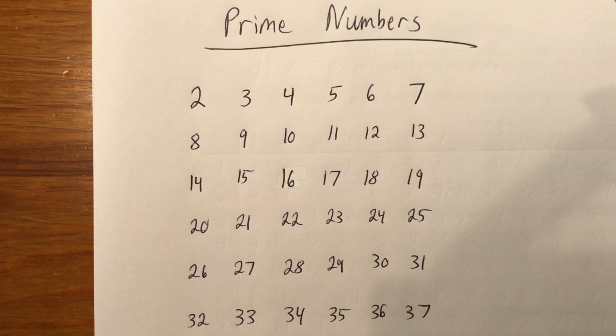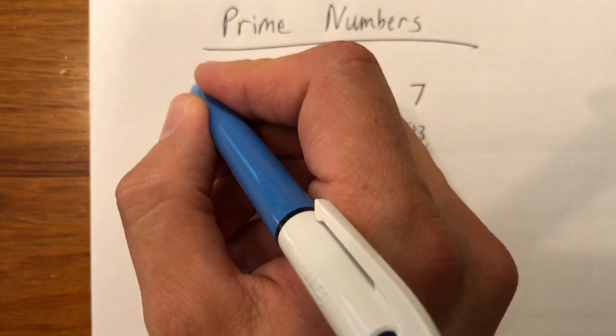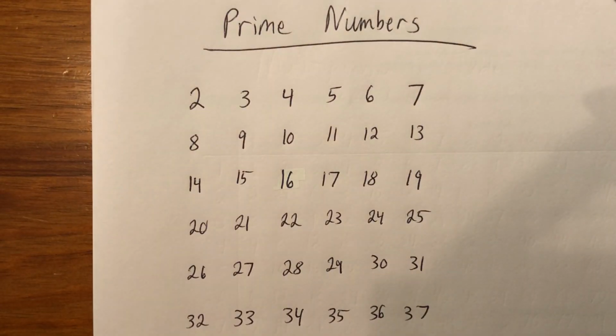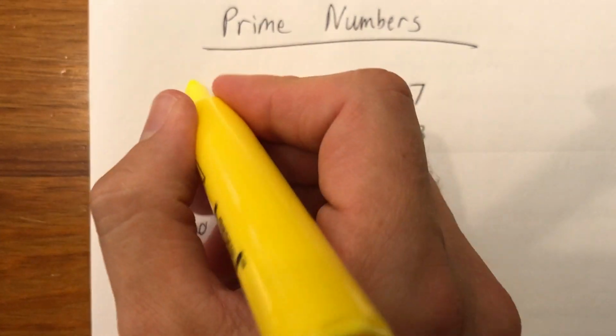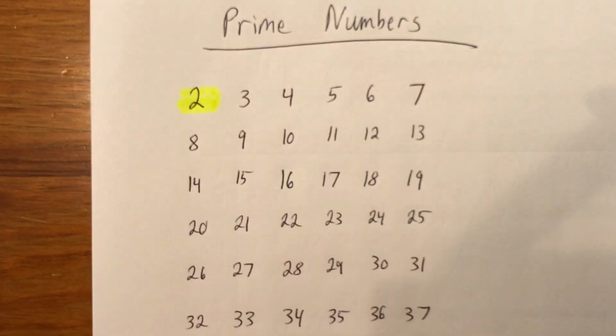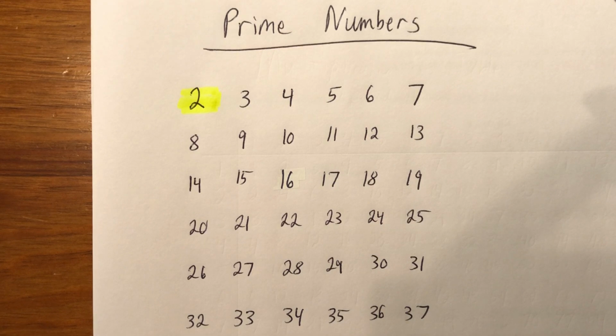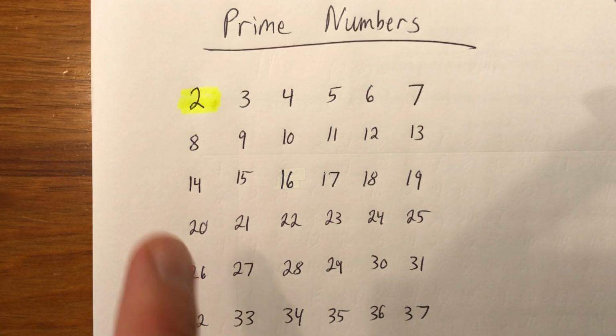So we know the number 2 is prime. So I'm going to highlight it. Let's highlight it. 2 is prime. You can circle it if you want to. But now what I'm going to do is say, if 2 is prime, then everything that 2 goes into is not prime.